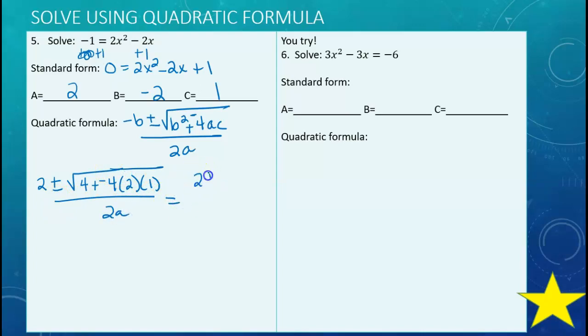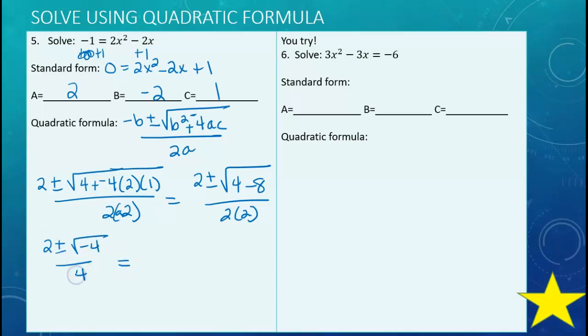This simplifies to be 2 plus or minus the square root of 4, and then -4 times 2 times 1 is -8, all over 2 times a, which is 2. I probably should have replaced a with 2 here. This becomes 2 plus or minus the square root of -4 all over 4.